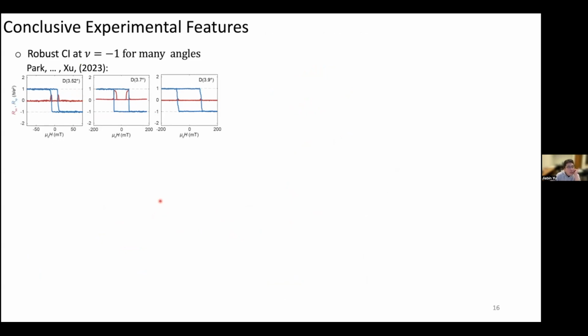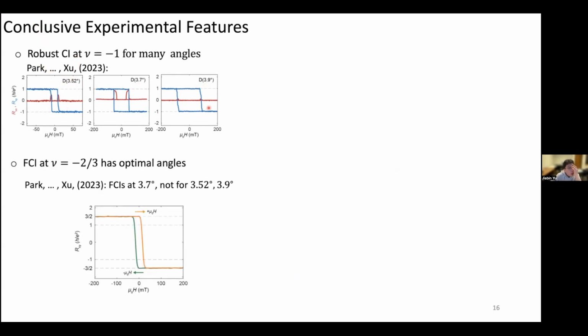So let me summarize all the conclusive experimental signatures observed last year in twisted MoTe2. First, at nu equals -1, experiments find Chern insulators, CIs, at many different angles. In Sheldon's experiment, they found CIs at all these three angles. But at nu equals -2/3, FCIs do not happen at all angles. In the same experiment, FCIs occur at 3.7 degrees, but not at 3.52 and 3.9 degrees. And this was puzzling.